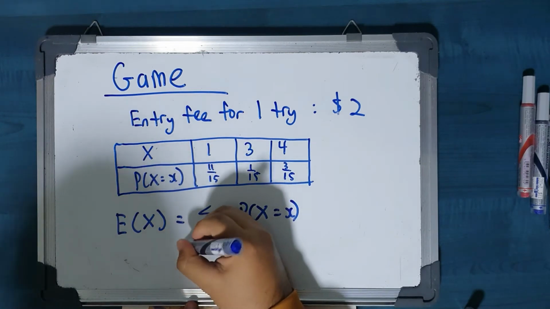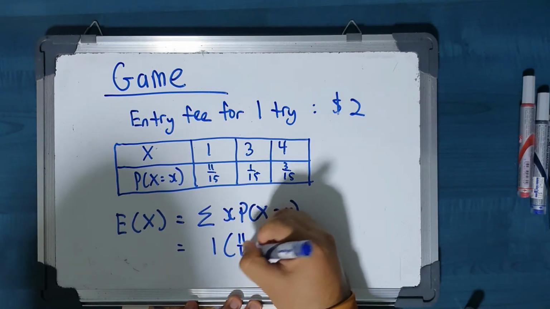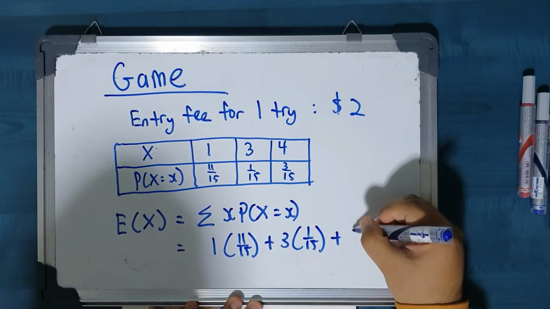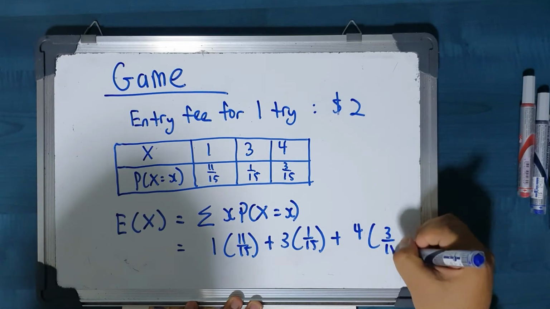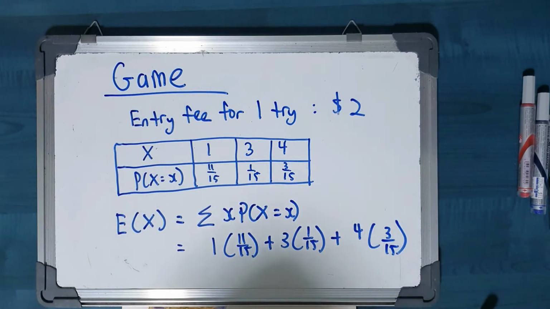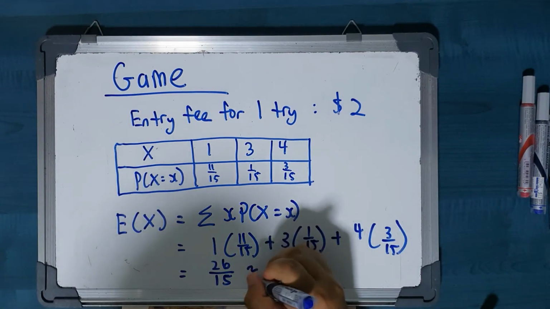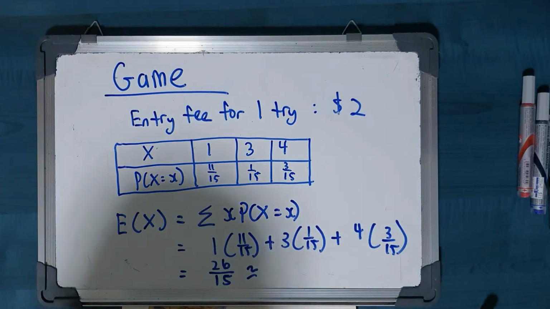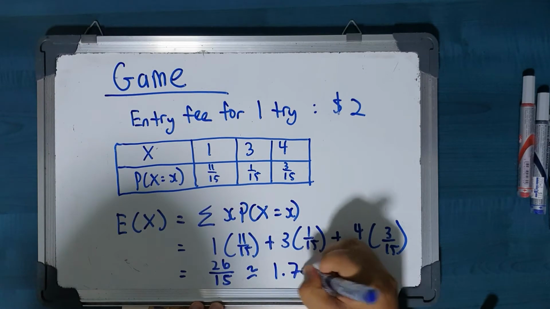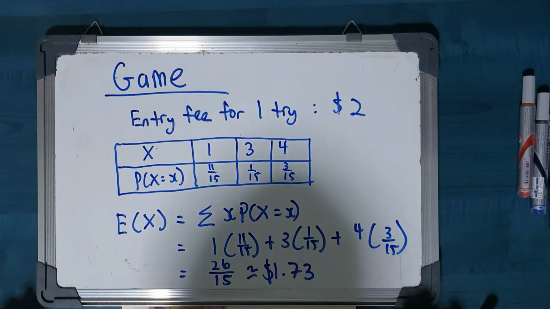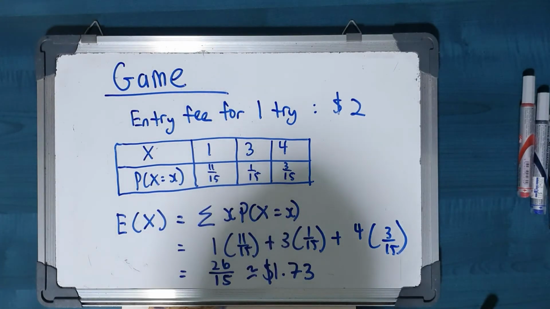So let's do this. So I have 1 times 11/15 plus 3 times 1/15 plus 4 times 3/15, and that will give me 26/15, and that is roughly, let me calculate, around $1.73. So in this game, you are expected to win $1.73, and to enter this game you have to pay $2.